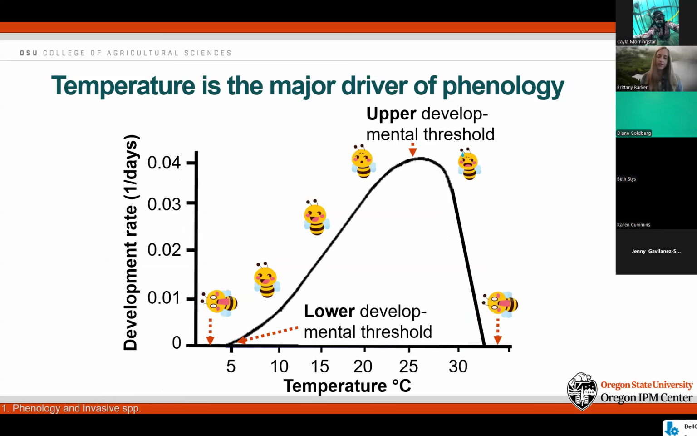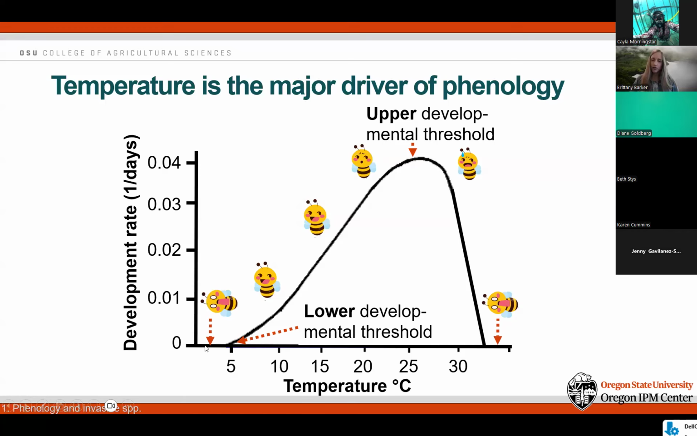Okay, so using this cartoon insect here, let's say that we're looking at some hypothetical bee species, just to demonstrate how temperature influences the developmental rate of that bee and therefore its phenology. Developmental rate is on the y-axis, specifically 1 divided by the number of days. And then on the x-axis, we have the outside temperature in degrees Celsius. And these insects, like other ectotherms, have a lower developmental threshold and an upper developmental threshold.